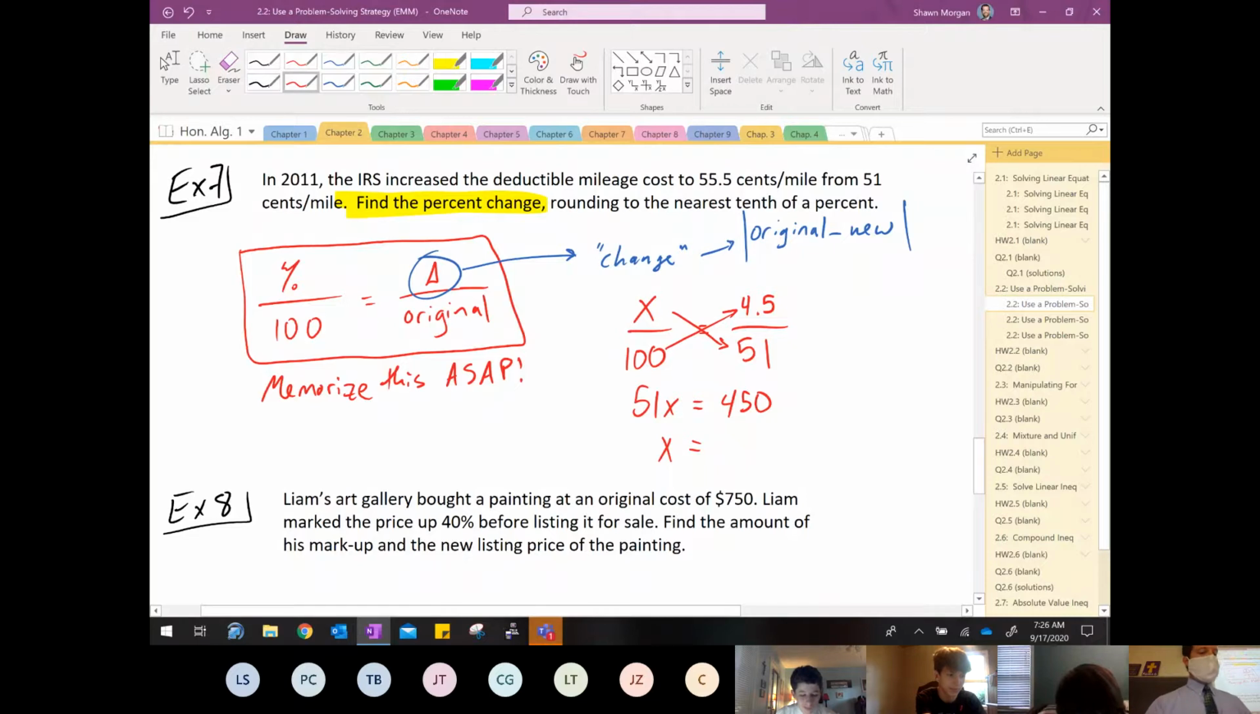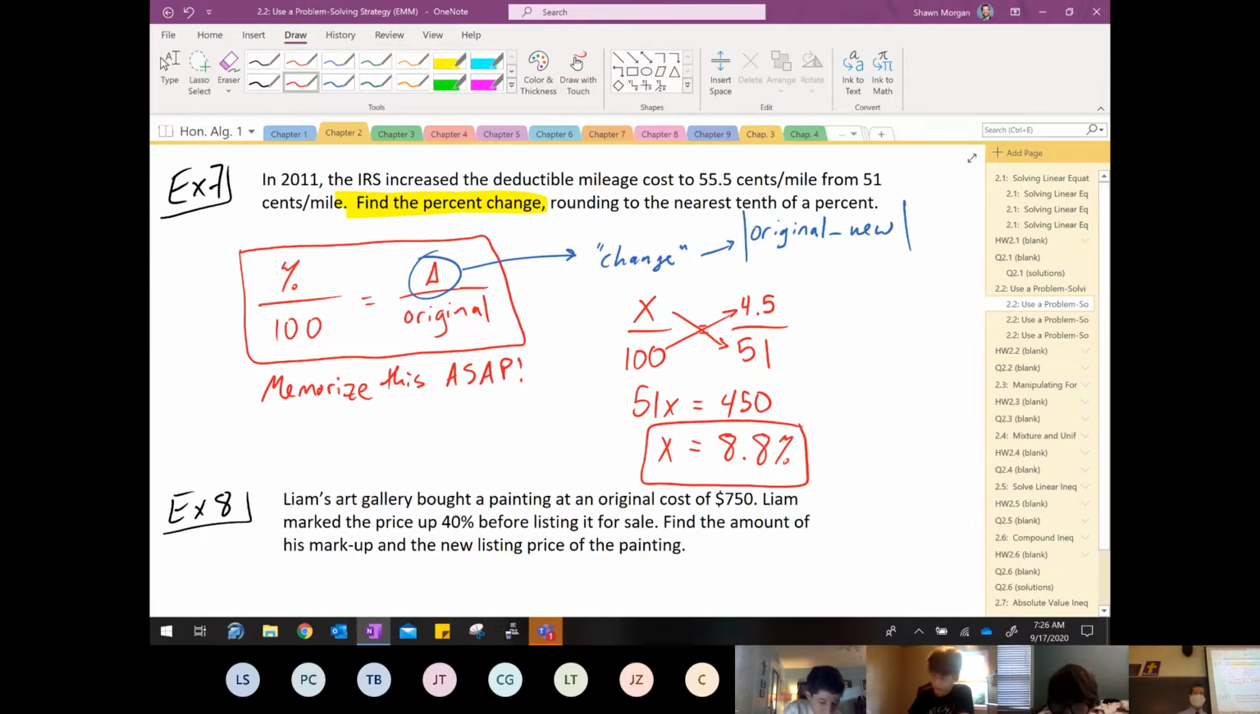Now it does say round to the nearest tenth. So if it's 8.82, I'm going to just round to 8.8. And that is the percentage of change. Okay, that's the percent of change. Now I say memorize that formula ASAP. It is a very important formula because you'll use it for all different kinds of stuff. You'll use it for all different kinds of percent change word problems.